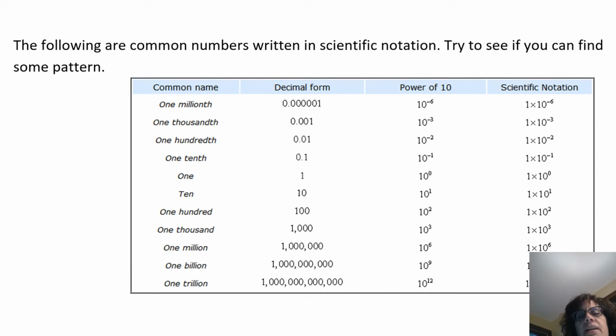The following are common numbers written in scientific notation. Try to see if you can find some type of pattern. So if we have 1/1,000,000th, that looks like 0.000001, which is the same as 10 to the negative 6 as the power of 10. In scientific notation, that's 1 times 10 to the negative 6. As you scroll down, you'll notice that every time each number is getting bigger by 10, and look at what the exponents are doing. You'll see the exponent raised by 1. Okay? See if you can find some other patterns.